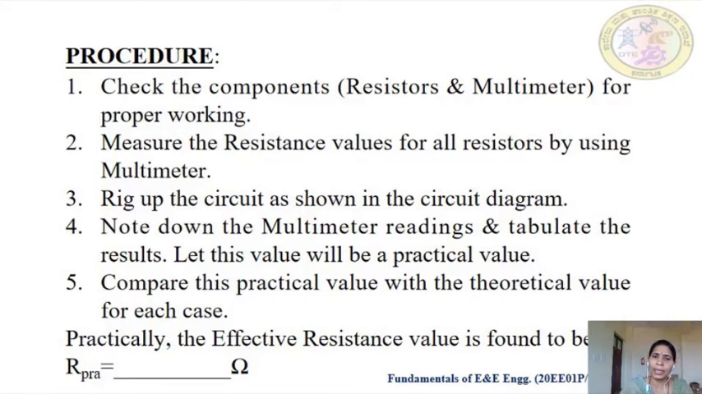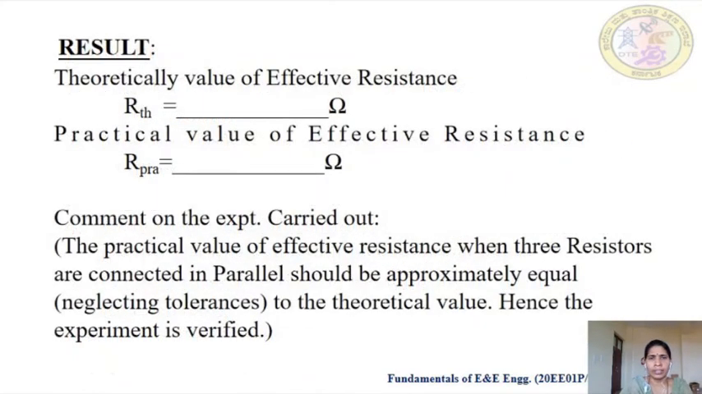Now compare this practical value with the theoretical value for each case. Practically, the effective resistance value is found to be RPRA is equal to, so it is determined from the experiment. Result: in the result column you have to write the theoretically obtained value of effective resistance, RTH is equal to, the theoretical value. The practically derived value is the practical value of effective resistance, RPRA is equal to, the experimental value.